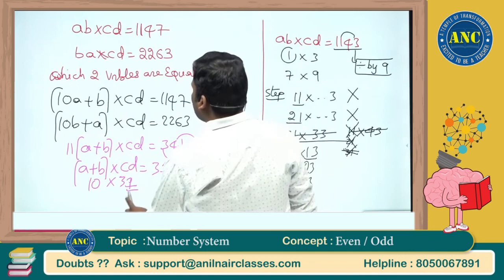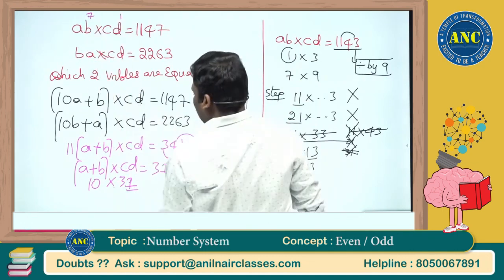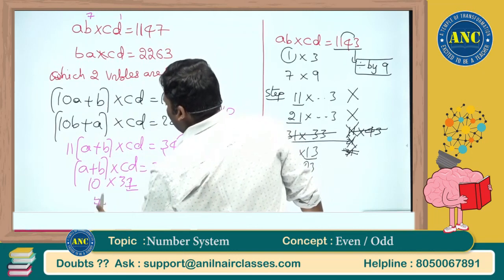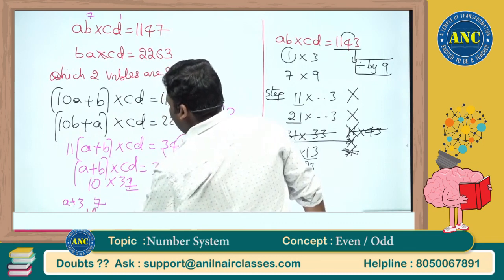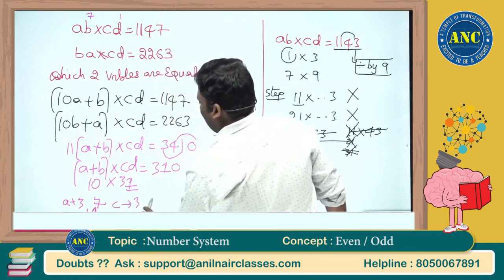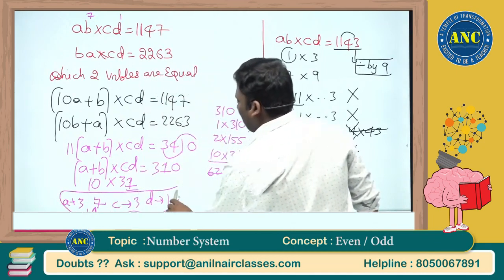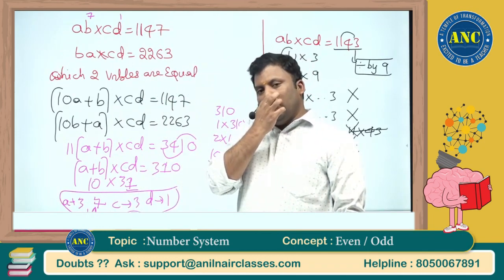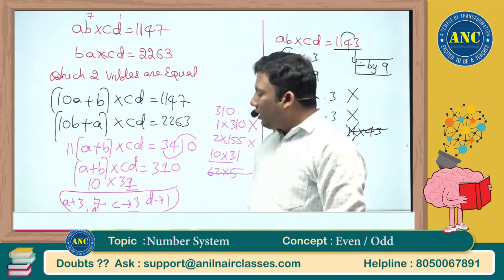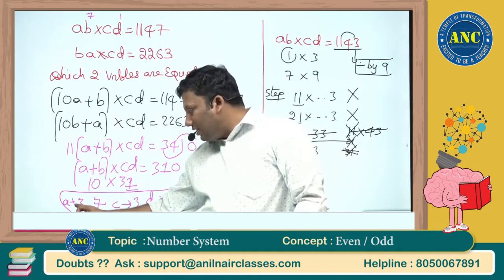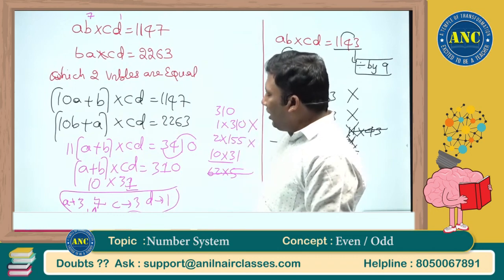So if D is 1, this has to be 1 7s are 7. That means B is 7, A is 3. A is 3, B is 7, C is 3 and D is 1. A3, B7, C3, D1. I hope the idea is clear. A37, C31. Which two variables are equal? A and C. Two variables are equal.